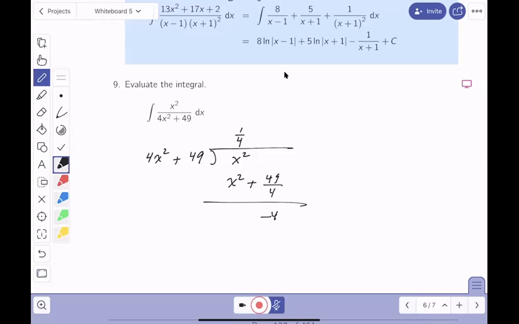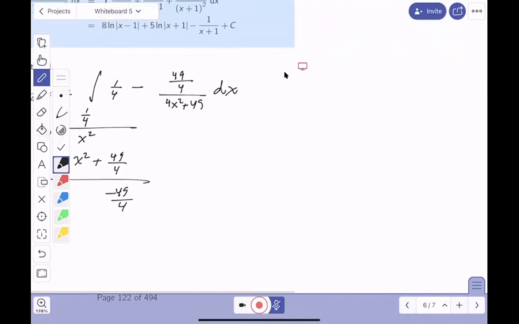Got to subtract to get 49 quarters. Let's write that down. You can get integration, 1/4. And then you get this remainder. I didn't finish the division, did I? All right, a little painful. So I'm going to keep rewriting it. And I'm going to write down 1/4 minus 49 quarters. That's a 1 now, right?